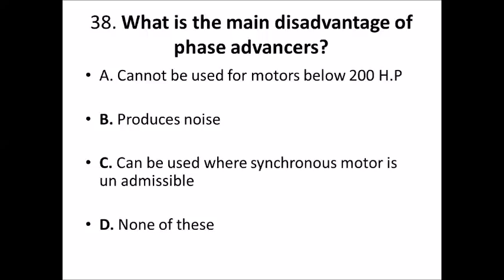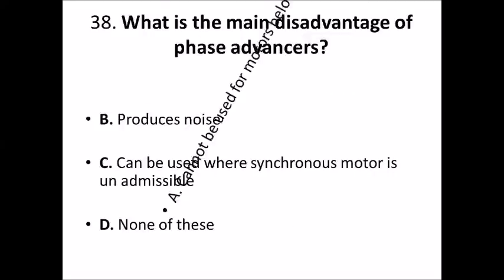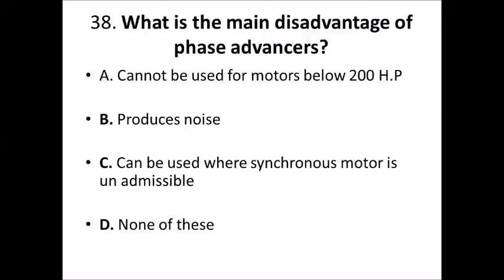38th bit. What is the main advantage of phase advancers? Option A, cannot be used for motors below 200 HP. Option B, produces noise. Option C, can be used where synchronous motor is unadmissible. Option D, none of this. Answer guess cheyandi. Answer option A, cannot be used for motors below 200 HP.